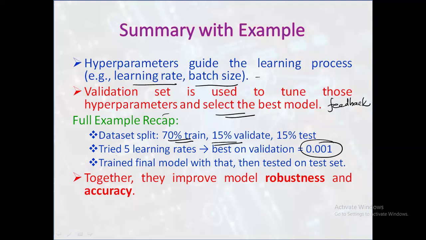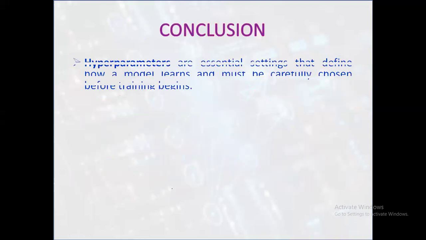Trained final model with that, then tested on the test set. After selecting the best configuration using validation, the model was retrained and tested on the untouched dataset for final evaluation. So together they improve model robustness and accuracy. How? Using well-chosen hyperparameters and a validation set ensures that the model not only fits the data well but also generalizes effectively, making it reliable for deployment.